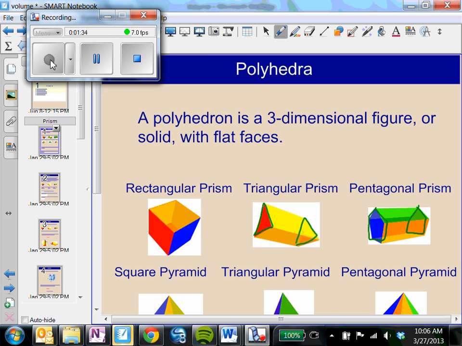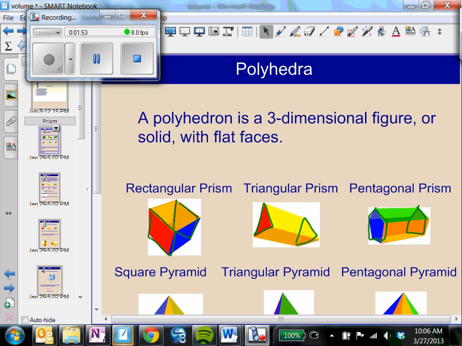Now, we also have rectangular prisms. With rectangular prisms, you can't necessarily determine which two sides will be your bases. It doesn't really matter. You just pick two sides that are opposite from each other and parallel and let those two sides be the bases. Okay?